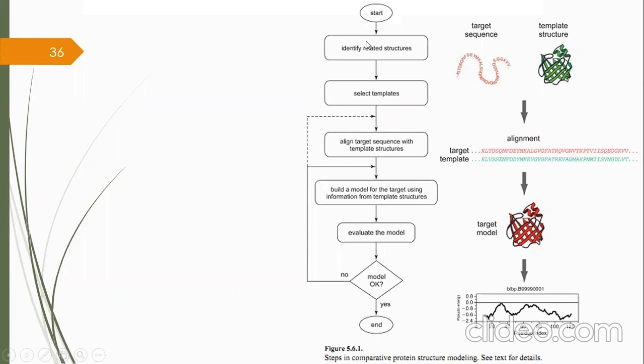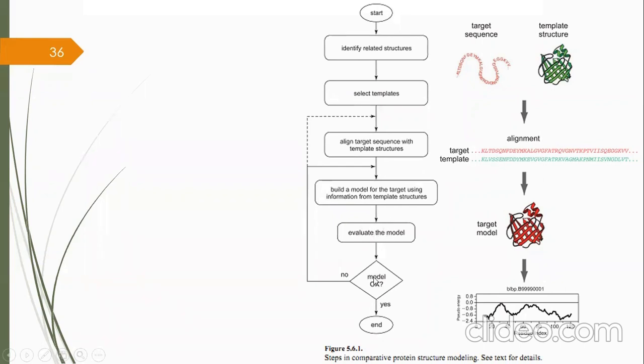So what it is like: identify related structure. First of all, we need to select the template. So identify related structure, and select templates from those structures. Align the target sequence with the template. We need to align them. After that, build a model for the target using information from the template structure. So the model building is the next step. And after that, evaluate the model. Model evaluation is the next step.